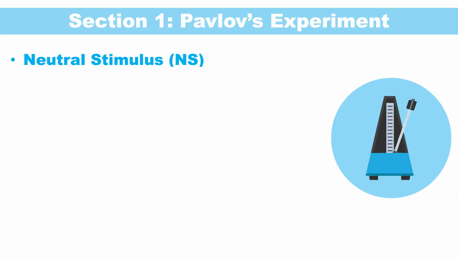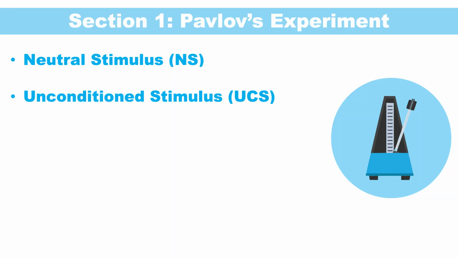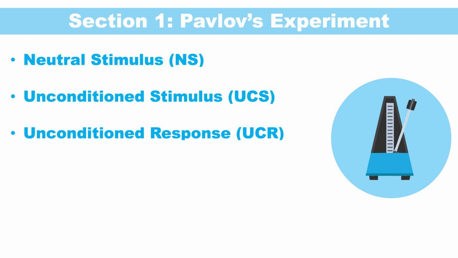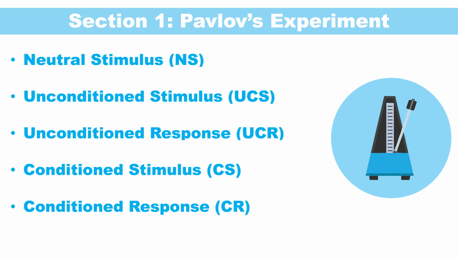To introduce each, we have the neutral stimulus, or the NS, the unconditioned stimulus, or the UCS, the unconditioned response, or the UCR, the conditioned stimulus, or the CS, and the conditioned response, or the CR. So let's take a look at what each of these was in Pavlov's experiment.